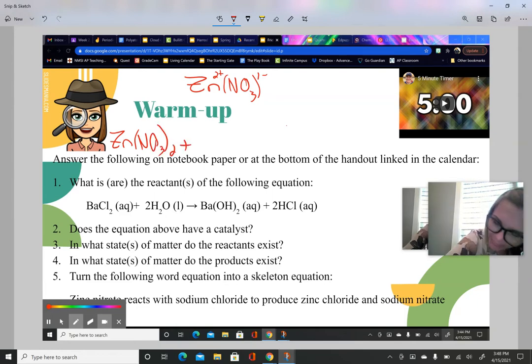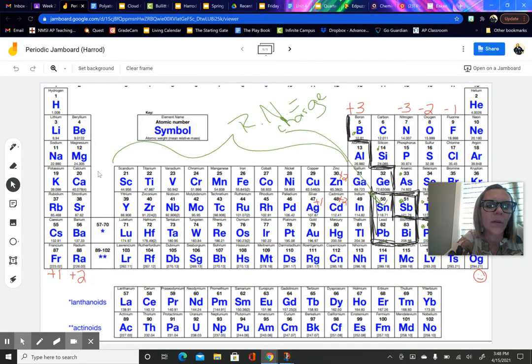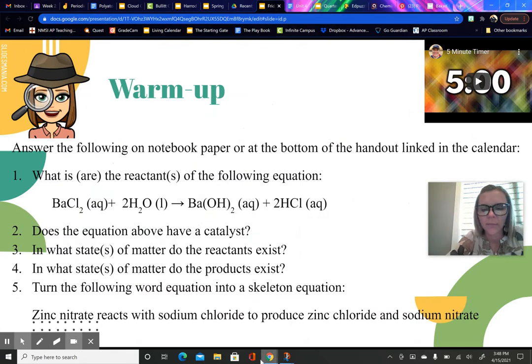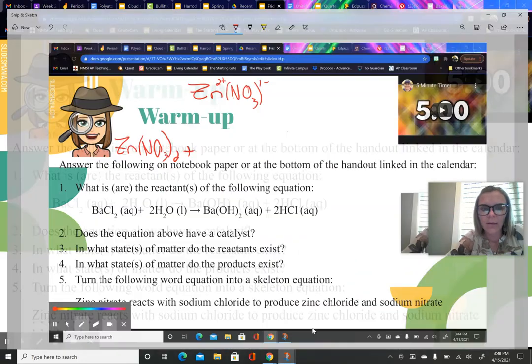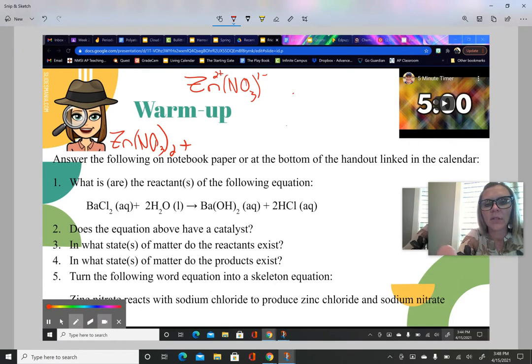And that is going to react with sodium chloride, which is also going to be an ionic compound. I know that because sodium is a metal and chlorine is a nonmetal. So sodium's charge is a +1 and chlorine's charge is a -1. When I put that into a formula, again, it's going to be Na, which is a +1, and Cl, which is a -1. So that makes it neutral.